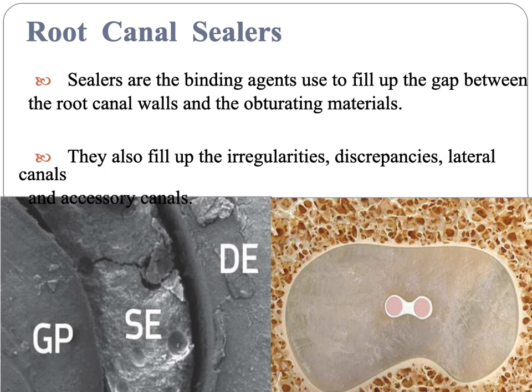So sealers are the binding agents used to fill up the gap between the root canal walls and the obturating materials. They also flow into the irregularities, discrepancies, the lateral canals, and other complexities of the root canal system, which the gutta cannot propagate.